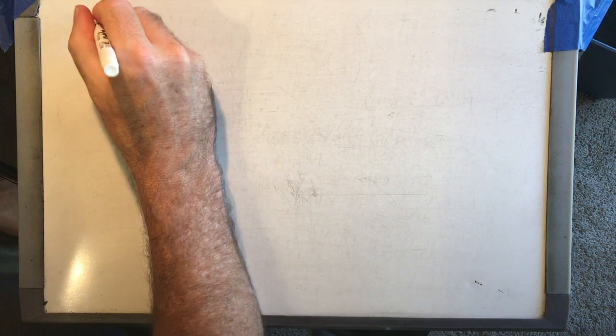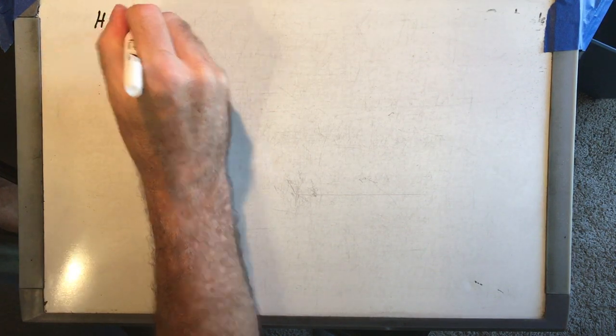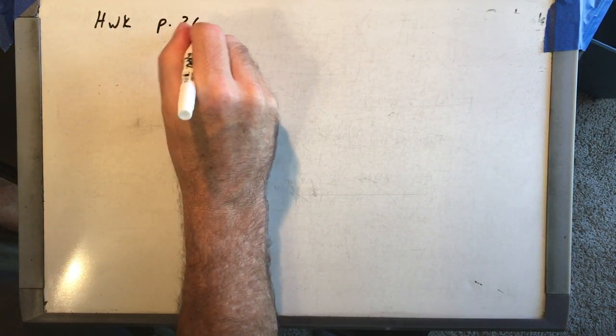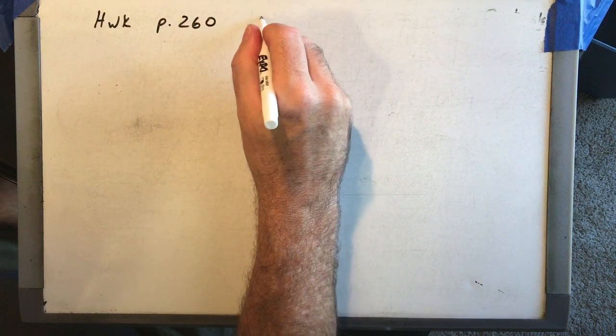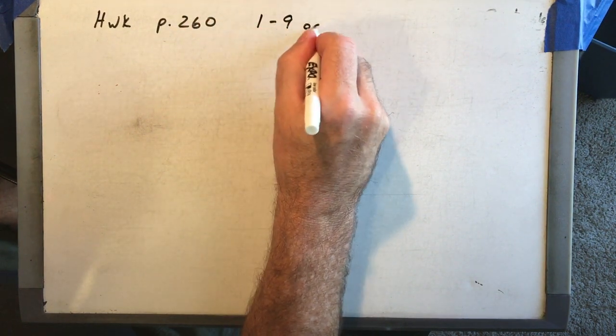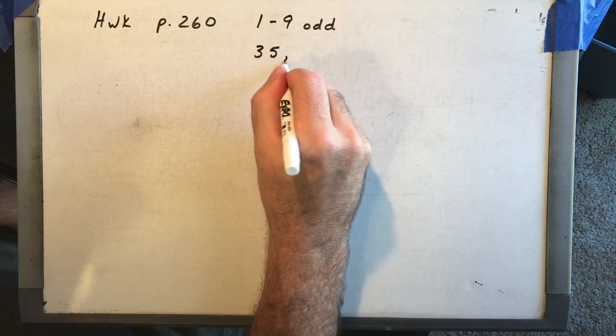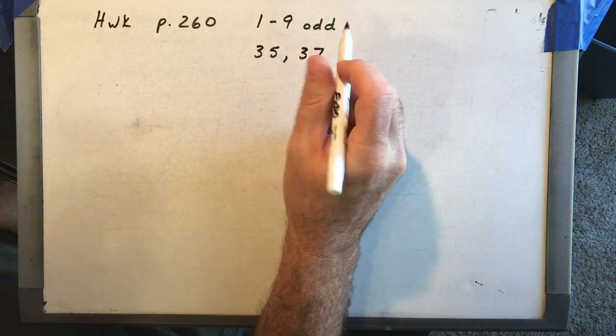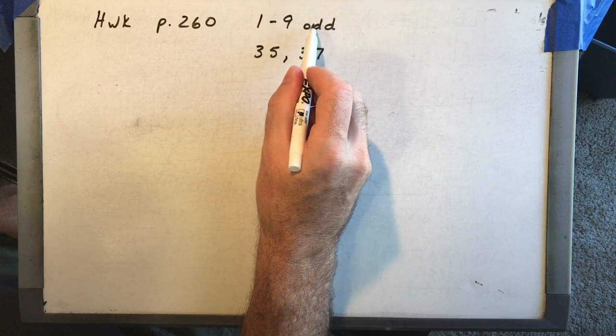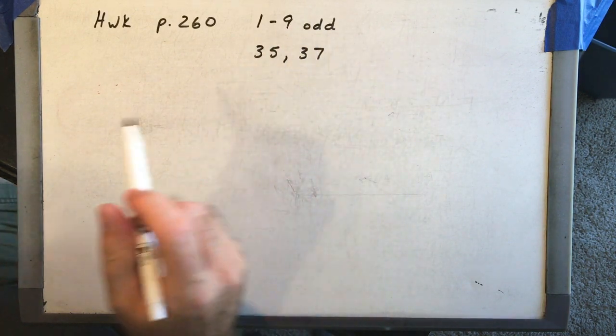Okay, the homework, page 260, 1 through 9 odd, 35, and 37. All right, 1 through 9 odd are the sigma problems, 35 and 37, the rectangle problems.